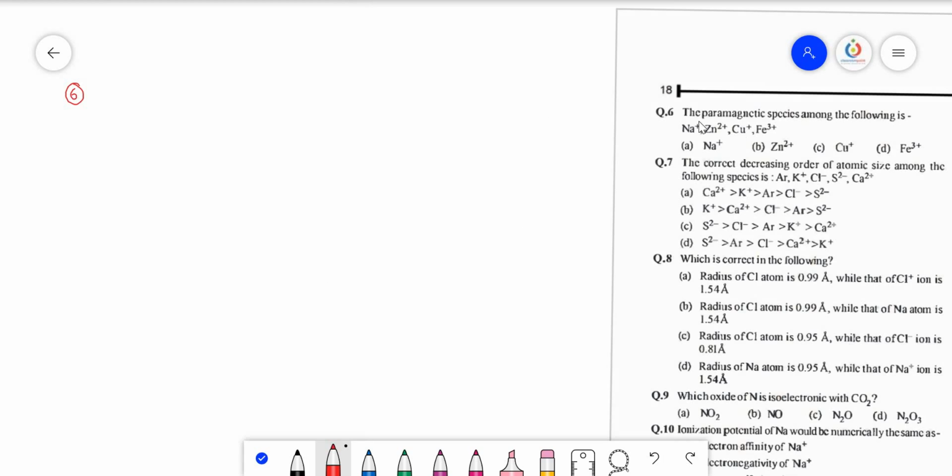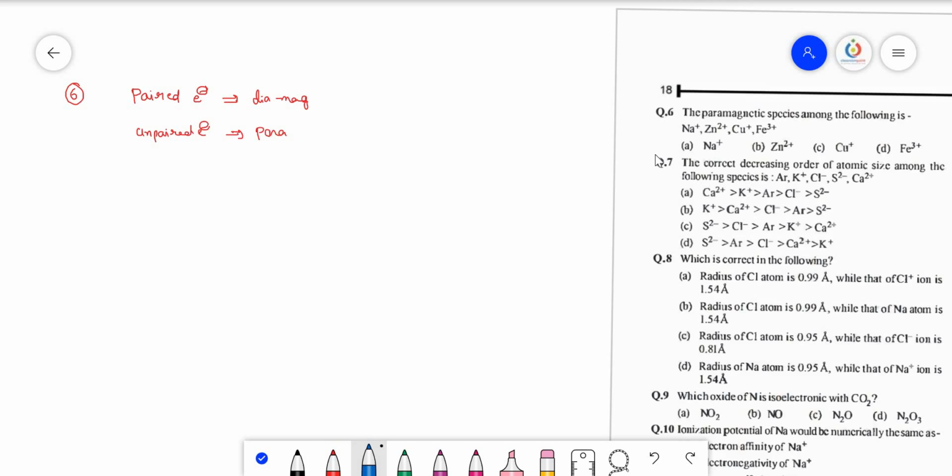Let us solve question number 6. The paramagnetic species among the following is? So they are asking for the paramagnetic one. See, if paired electrons are there, the element or ion is diamagnetic in nature. If at least one unpaired electron is there, then that particular element or ion shows paramagnetic nature.